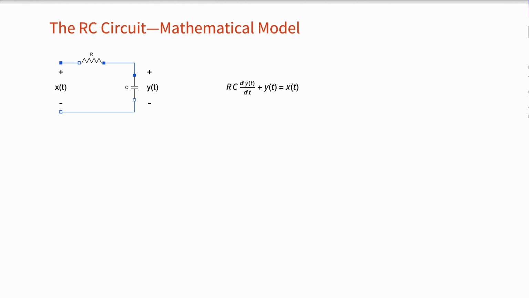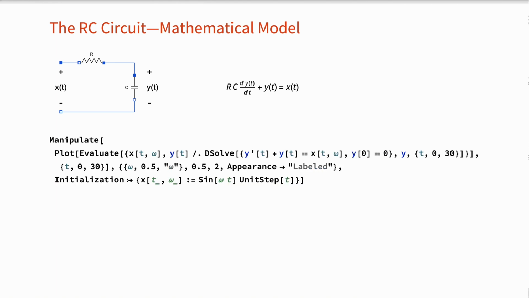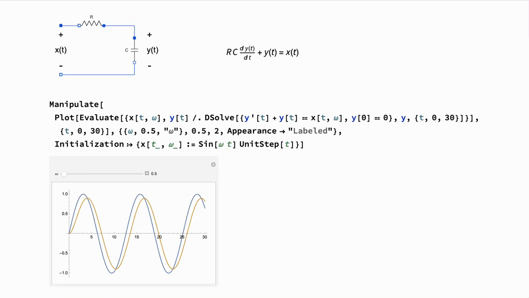We will review later how we solve these differential equations, but for now, here, using the Wolfram language, you can see the output response of an RC circuit with time constant RC being equal to 1 second, when the input signal is a sinusoidal signal with angular frequency omega. The output, as you can see, is also sinusoidal.